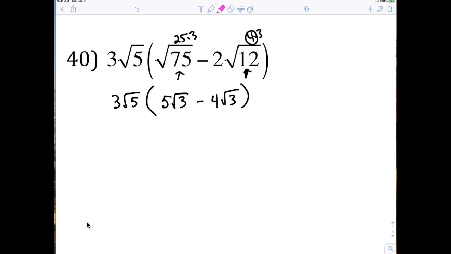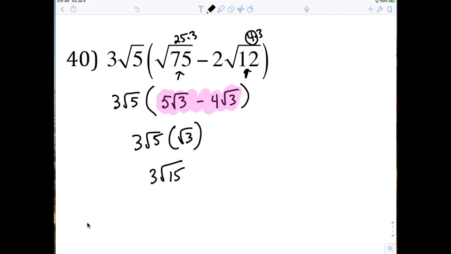Come on. What is this? Just what? Right. Now look how much easier that is rather than distribute and then break down. So your final answer is someone. Beautiful. 3 radical 15. Anybody have any issues?